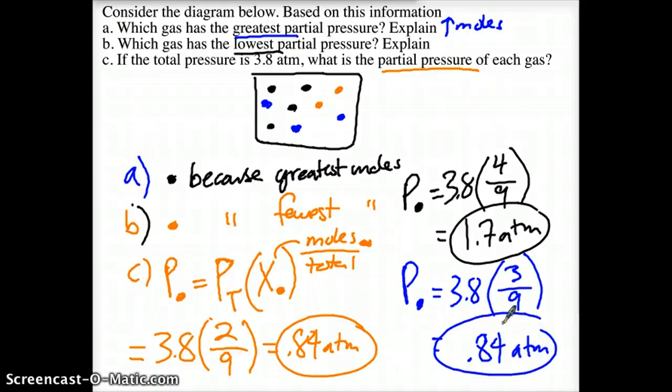Think, how could you check yourself? Do they all add up to what you would expect? Yes, they do add up to 3.8. Also, just think about which number should be the biggest. Well, we said it is the black one because it has the greatest number of moles. Which one has the greatest pressure? 1.7 is correct. And I want to apologize, there's a slight error here. This should be 1.3. 1.3 ATM.